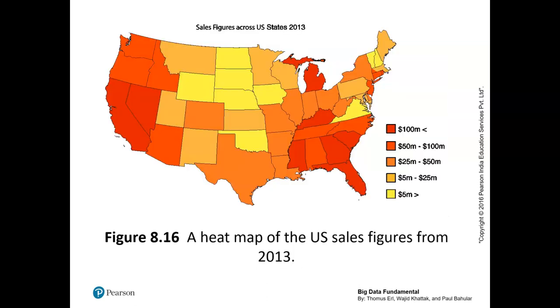So this is the visual representation of how we can represent company sales in a heat map with respect to big data. Now, this is another example: if you have huge data, you can represent it with a heat map of the US sales figures from 2013. Those sales which are less than 100 million are depicted with the red color, and the ones which are higher than 5 million are depicted with the yellowish color.